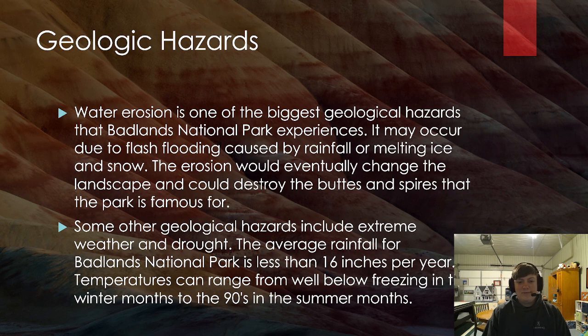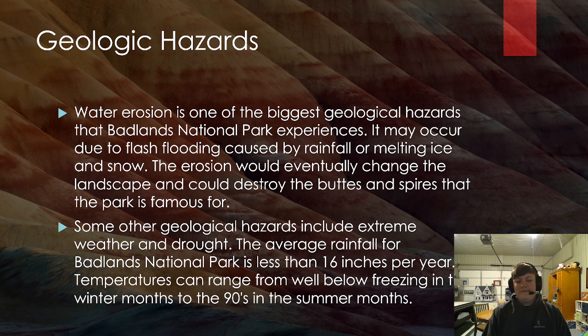Water erosion is one of the biggest geological hazards that Badlands National Park experiences. It may occur due to flash flooding caused by rainfall or melting ice and snow. The erosion would eventually change the landscape and could destroy the buttes and spires that the park is famous for. Some other geological hazards include extreme weather and drought.